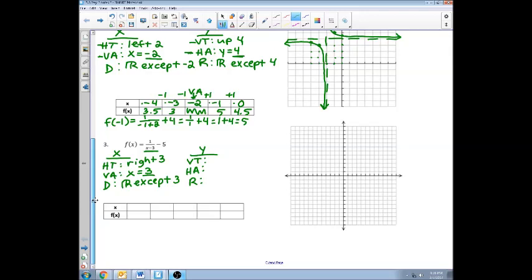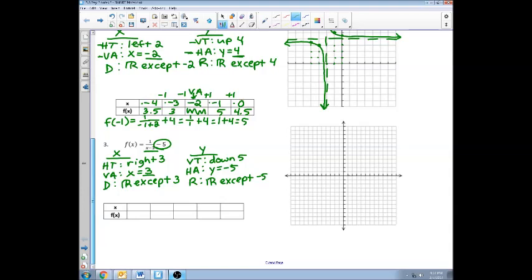Now onto my y section. My vertical translation is going to be the number outside, which is negative 5. I follow the sign on the outside, so it's down 5. My horizontal asymptote then is going to be y equals negative 5 because it started at y equals 0. It moved down 5, so now it's y equals negative 5. And my range will be all real except negative 5.